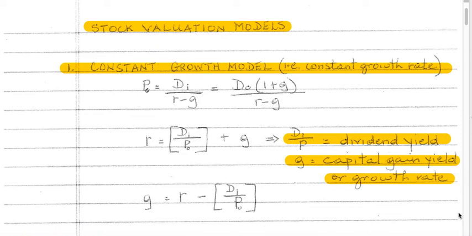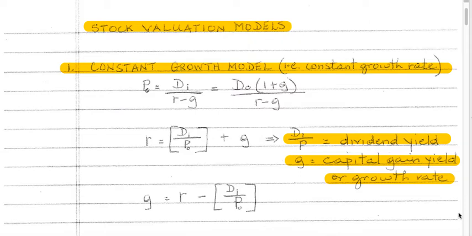So class, before we solve the problems, let's take a look again at the stock valuation models. In the first case, we have the constant growth model, where the growth rate in dividends is constant. Here, the price of the stock, P0, is equal to D1 over R minus G. D1 is also equal to D0 times 1 plus G, over R minus G.